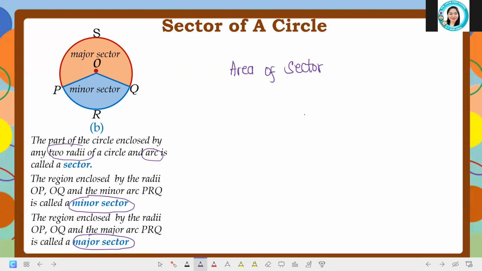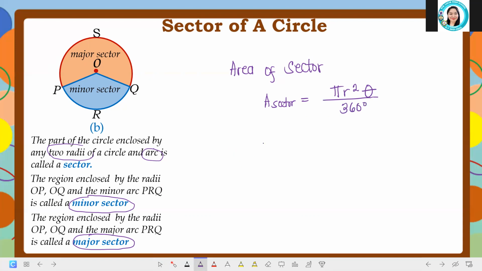Nagre-record. So, for us to get the area of a sector, yung formula natin is area of sector equals pi r squared theta divided by 360 degrees. May explain ko sa inyo what this theta means.